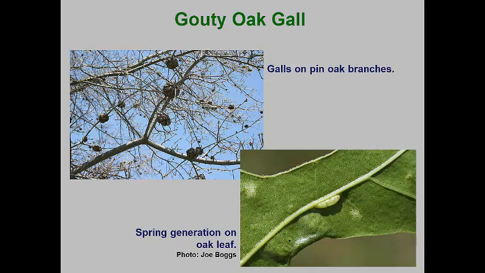Because of the extended emergence period of the females from the Gouty galls, timing of an insecticide to control this pest is nearly impossible and would have to be repeated each spring for 3 years.